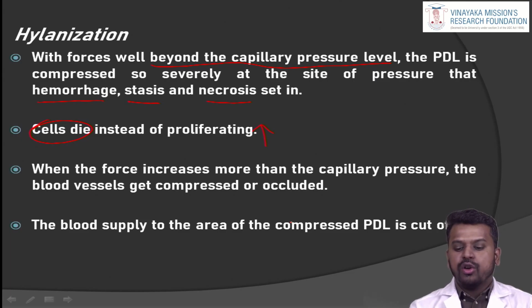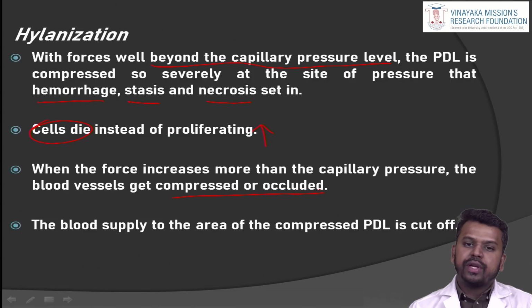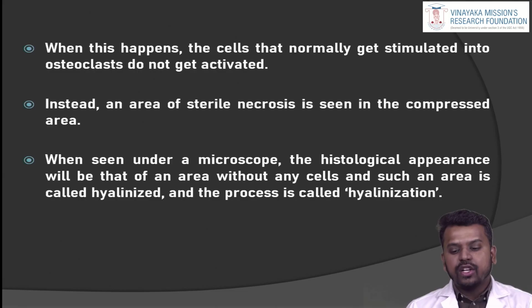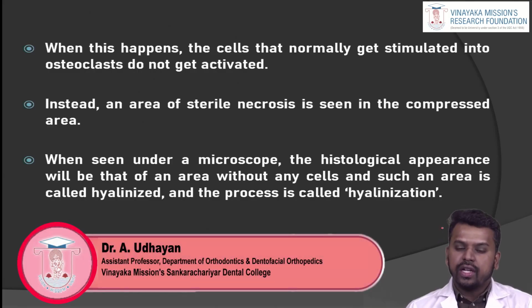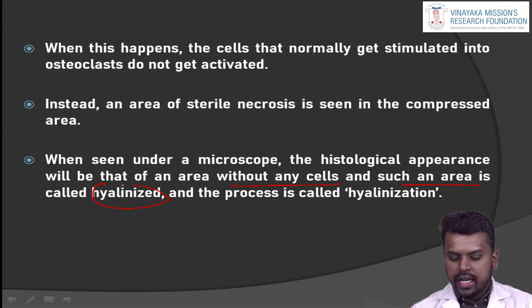When the forces increase more than the capillary pressure, the blood vessels get compressed or occluded. The blood supply to the area of the compressed PDL is cut off. When this happens, the cells that normally get stimulated into osteoclasts do not get activated. Instead, an area of sterile necrosis is seen in the compressed area. When seen under a microscope, the histological appearance will be that of an area devoid of cells, and such an area is called a hyalinized zone, and the process is called hyalinization.